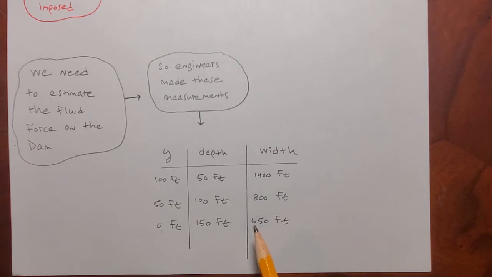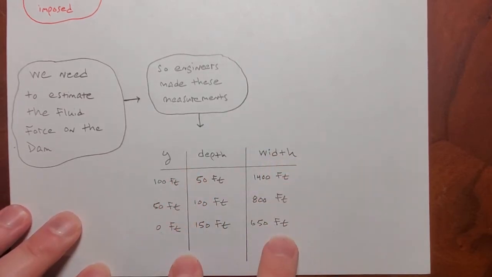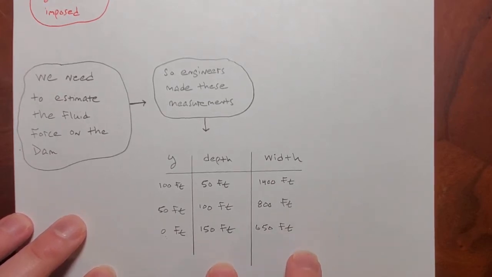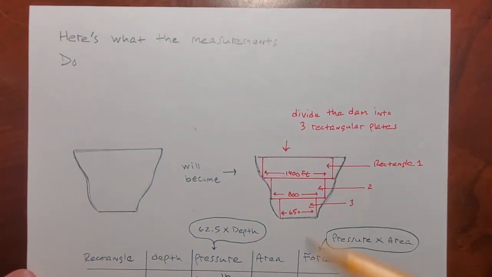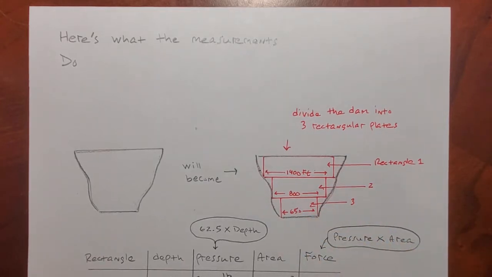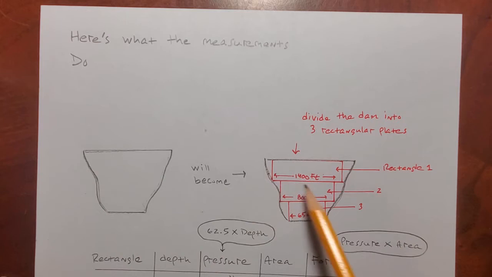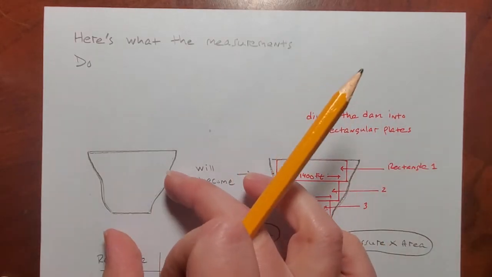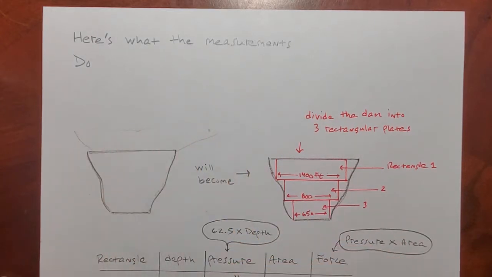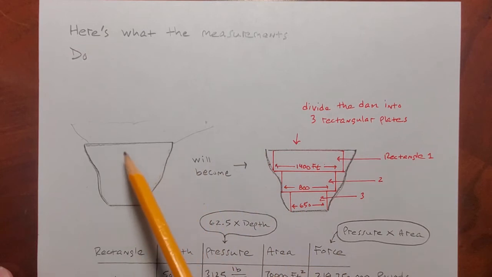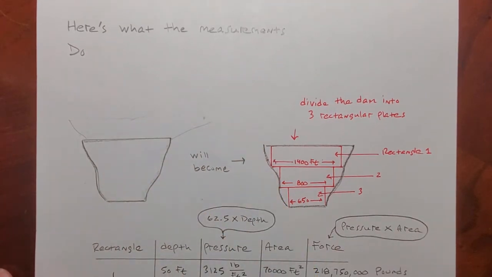Now, how does that help us estimate the fluid force on the dam? How can we use these measurements? We could do something like this. There are many variations on what I'm about to show you, but what I'm showing you gets across the basic idea. Here's what the measurements did for us. So here's the dam again, and then there's the lake behind it, full of water. That picture becomes like this.